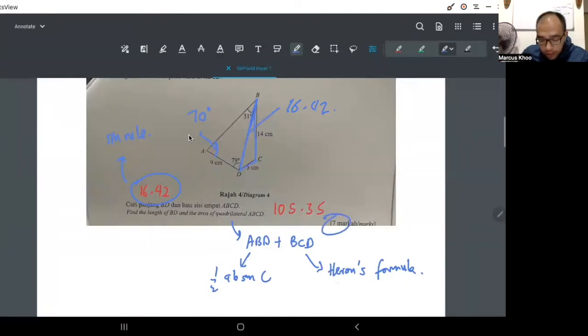So go and look up Heron's formula, how to find the area of a triangle using Heron's formula. Because if you have 3 sides, there's no point looking for the angles. Just use Heron's formula, you should be okay.